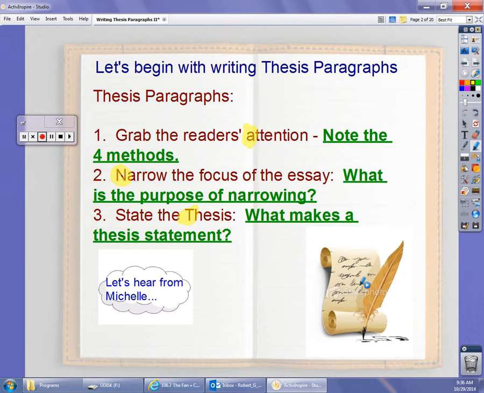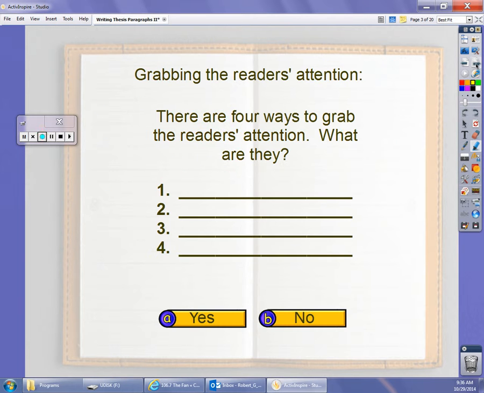Now, in the video from Michelle that you can look at on the class website right above this one, Michelle goes over 4 ways to grab the reader's attention. She goes over how to narrow the focus. She goes over what makes a great thesis statement. So check out that video and join back up here.